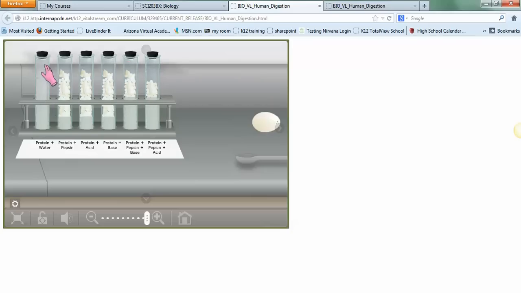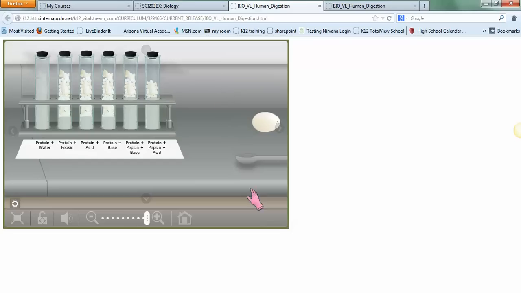You're just going to observe. Remember, this was the egg in water. This was our control. This is the egg with just pepsin. This is the egg with the acid, the hydrochloric acid. This is the egg with the base. This is the egg with the pepsin and base. And this is the egg with the pepsin and acid. And you have to determine what happened here. Was the egg digested or not? And what from your observation will tell you that?